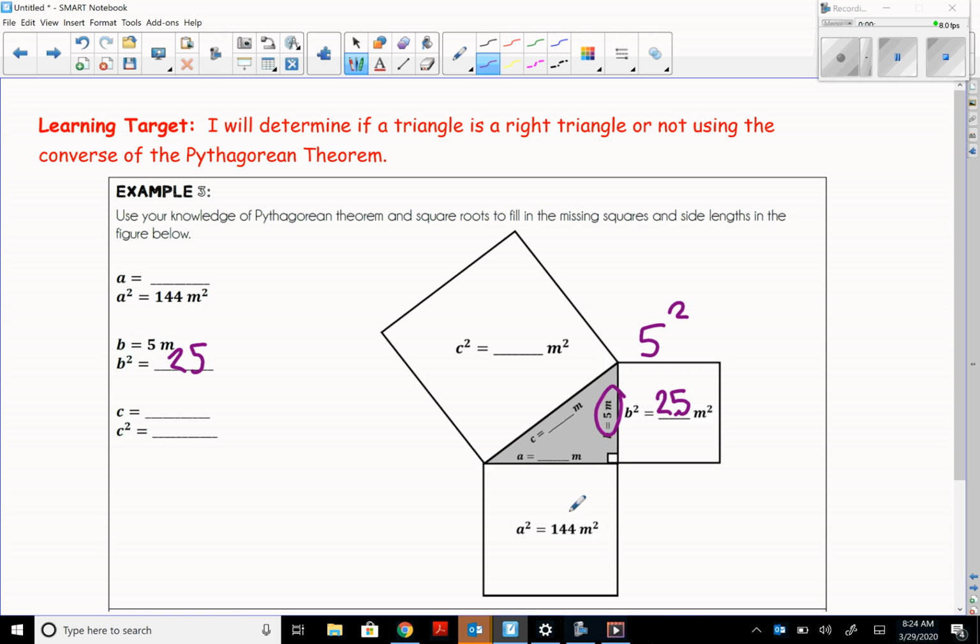And now let's figure out what a would be. We already know what a squared is. It's 144. So if we're trying to figure out a, we're going to use inverse operations, which means we're going to take the square root. So the square root of 144, I should say the positive square root of 144, is 12. So that means a is going to be 12 meters. And this one I should have written square meters.